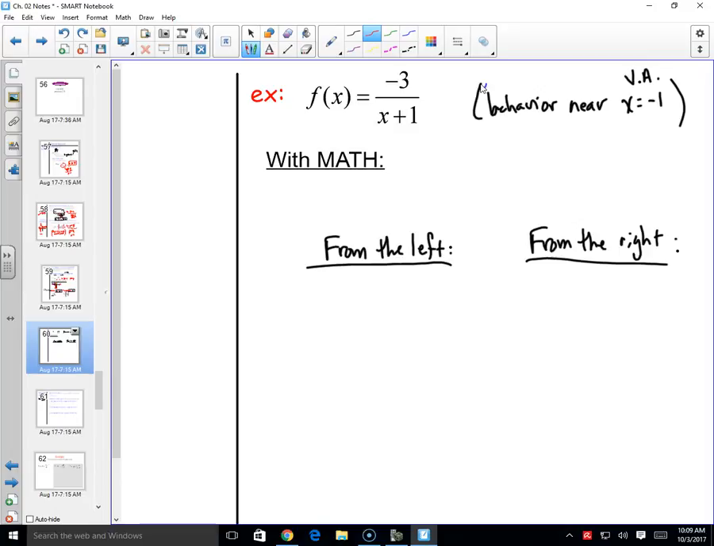Do you guys remember? You just saw the tables just a second ago. What's a number if you're thinking about negative 1? What's a number that's barely to the left of negative 1? Negative 1.1 or negative 1.00000000001? Yeah, that's barely to the left, right? What's something that's barely to the right? Negative 0.999? Yeah, that.